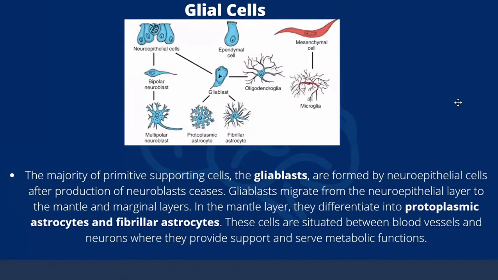The glial cells. The majority of the primitive supporting cells, the glioblasts, are formed by neuroepithelial cells after production of neuroblasts ceases.